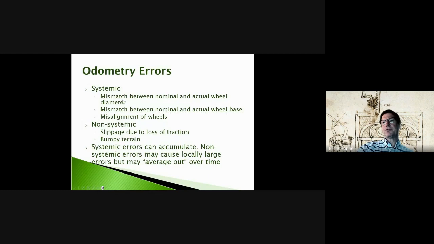All right, so we look at both systematic and non-systematic errors. Systematic errors could be things like a mismatch between what you think the wheel diameter is and what it actually is, so that your wheel encoder is multiplying by an incorrect circumference. You can have a mismatch between the nominal and actual wheelbase, or the spacing of your steering wheels or your rear wheels on your car, or misalignment of those wheels. These are systematic, and because they might tend to accumulate, they can be a problem.